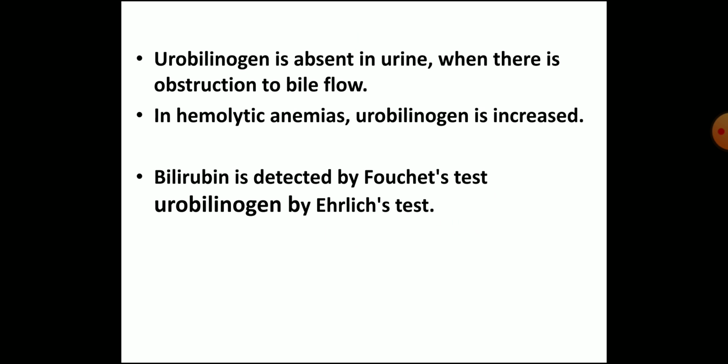So urobilinogen is absent in urine when there is obstruction to the bile flow. Then in hemolytic jaundice, urobilinogen is increased. So that is the two types we can distinguish by the urobilinogen. Urobilinogen is absent in the urine in obstructive jaundice, and in hemolytic anemias or hemolytic jaundice, urobilinogen will be increased. Bilirubin is detected by the Fouchet's test and urobilinogen by Ehrlich's test.